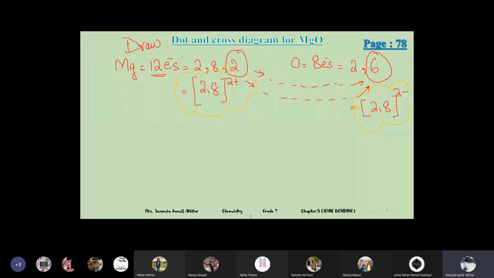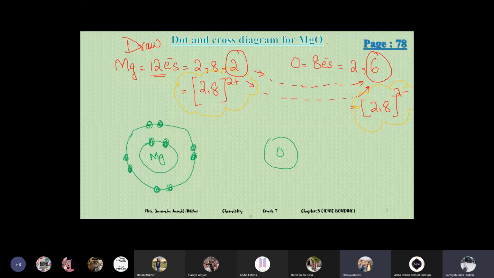Okay, for this you will draw the diagram. Now, first magnesium: first shell containing 2 electrons, second shell containing 8 electrons. Will there be any third shell? No, miss. No, good. Okay, and oxygen, first shell, 2 electrons. In oxygen, the first shell will contain 2 electrons, and in the second shell, there will be 8 electrons.